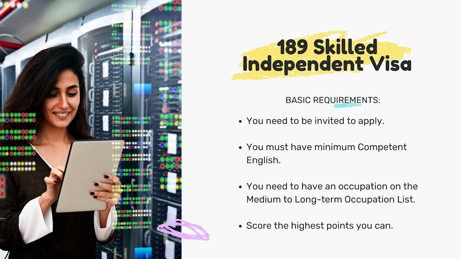With this visa, first you need to be invited to apply. So you need to complete an expression of interest or SkillSelect. You need to have minimum competent English, which is 6 in each band. You need to have an occupation on the medium to long-term occupation list. Software engineer, ICT business analyst, all those occupations are actually on the long-term occupation list. And you need to score the highest you can because this is based on a points basis.